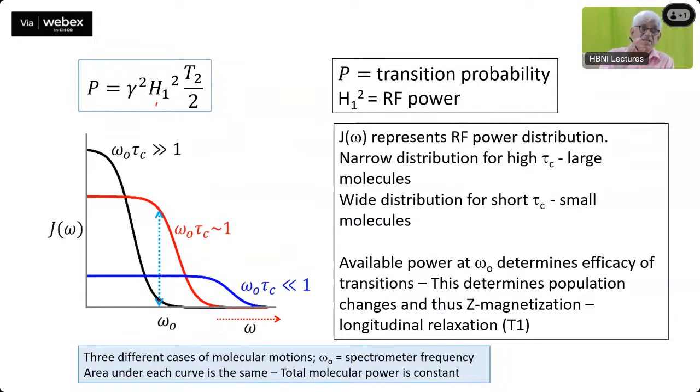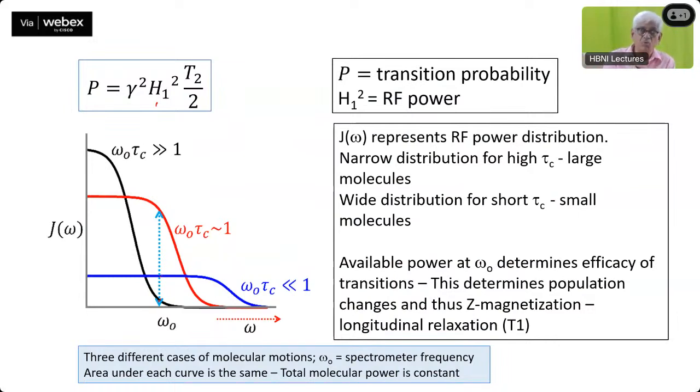Right? Therefore, how does it depend? The tau c dictates the efficacy of your transitions. The spin lattice relaxation time, T1, therefore depends upon tau c. It should also depend upon omega naught. Correct? Because it is omega naught tau c which is important.